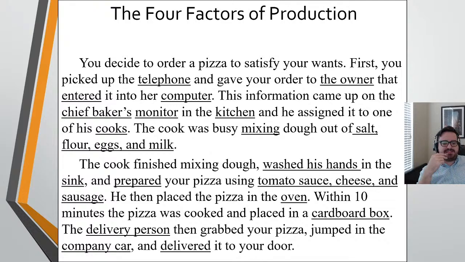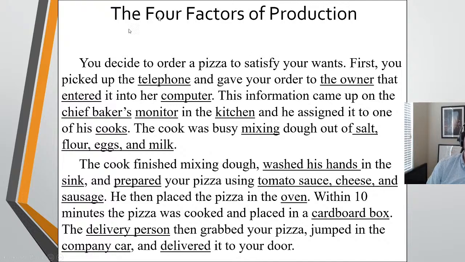Because I know tomato sauce doesn't magically appear on a tree, and cheese doesn't just magically appear, and sausage definitely doesn't magically appear. Those are things that do need humans to exist, but it still comes from the land. I'm still going to call it land. They wouldn't care on that. Things can be more than one thing. You then place the pizza in the oven. Well, placing the pizza, labor, oven, capital. Cardboard box, capital, delivery person, labor, company car, capital, delivered, labor.